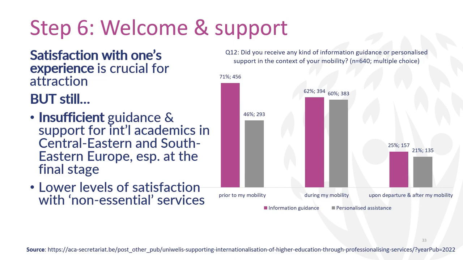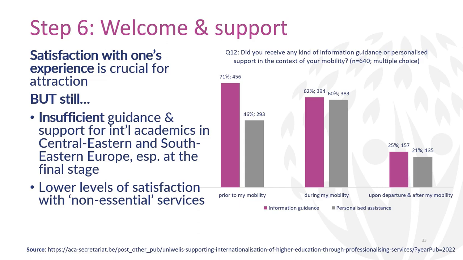This graph derived from the Univelis project evidence shows that only 62 and 60% of the survey respondents reported to have received information, guidance, and personalized assistance, respectively, during their long-term stay at a higher education institution in one of the countries in this region. While the level of satisfaction with the administrative support is pretty high, satisfaction with non-essential mobility services such as support to professional development and training or family assistance is significantly lower.